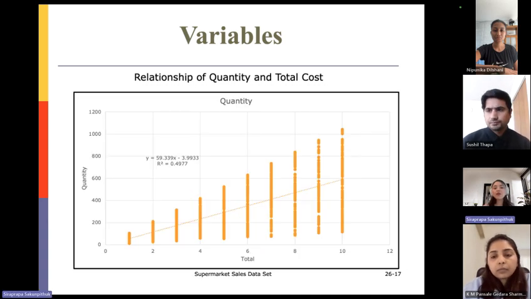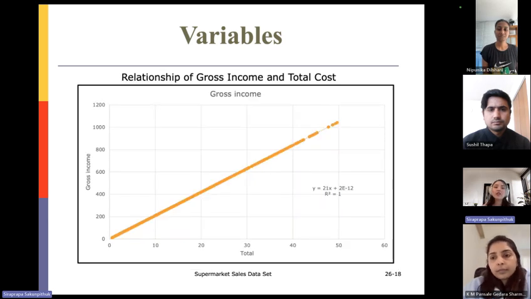Moving on to the relationship between quantity and total cost. This slide shows the relationship with the total cost. We observe that the quantity of items purchased also positively impacts the total cost, but the relationship is less pronounced compared to the unit price. Understanding this relationship helps us better predict customer spending patterns. Moving on to the relationship between gross income and total cost, Shamila is going to explain this.